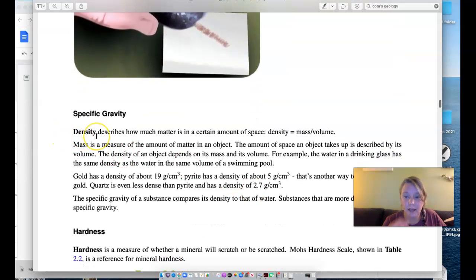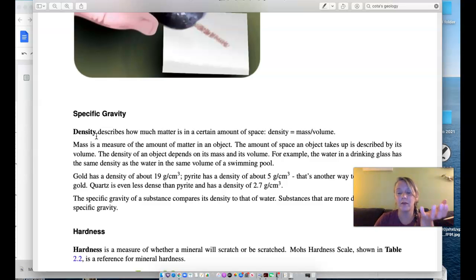Density. You guys should have learned this in 6th grade, but density is how tightly the atoms of a mineral are packed. Okay, so imagine you've got a mineral in each hand and they're the same size, but one is much heavier than the other. That means that the atoms of that mineral are more tightly packed and it is denser than the other one. An example would be lead.